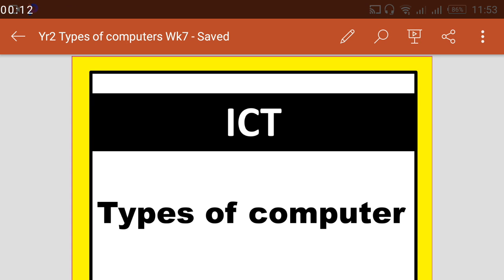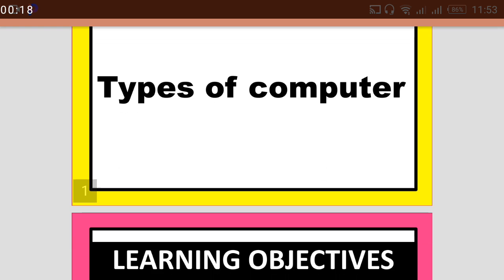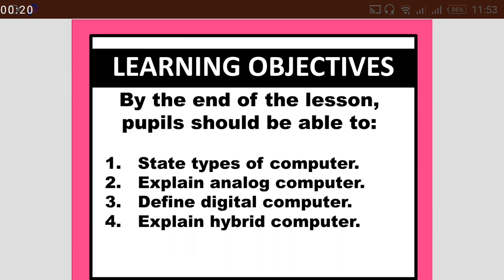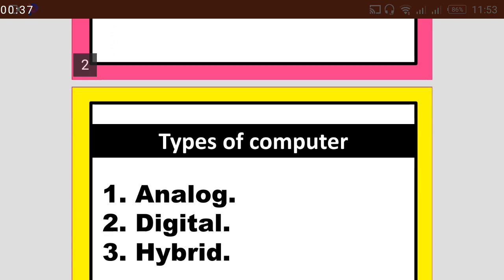Today, our topic is types of computer. So let's look at what we want to learn under this topic. We have four things to learn. We state types of computer. We explain the types of computer, starting from analog computer and digital computer and hybrid computer. So let's look at what we have under this.